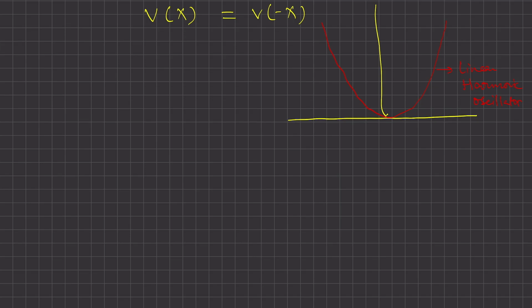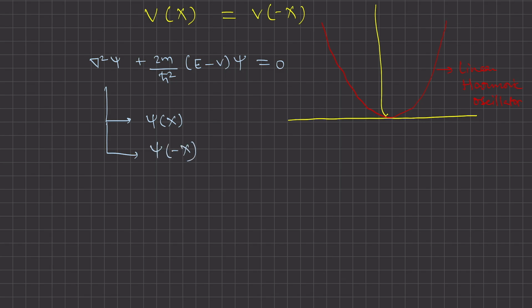If the potential energy is symmetric about the origin, then both psi(x) and psi(-x) will solve the corresponding Schrodinger equation with the same energy. So you have this Schrodinger wave equation, and you solve it. psi(x) is a solution, but psi(-x) is also a solution. But right now we don't know whether they are linearly dependent or linearly independent.